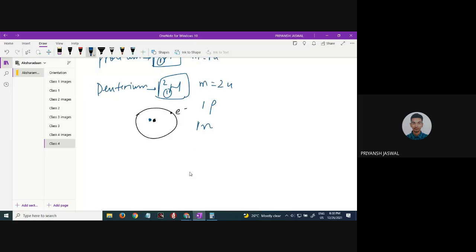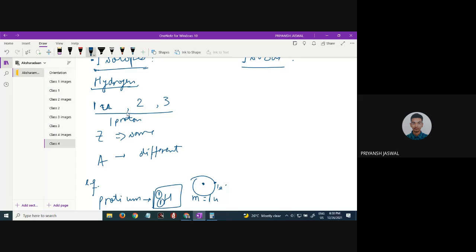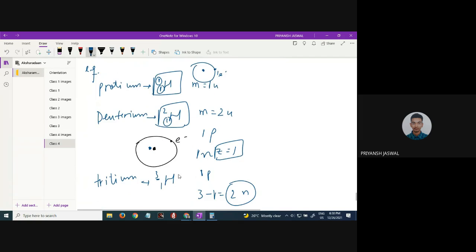Third one is tritium. Its symbol is 1H3. It has one proton again because Z is equal to 1 for all of these. Only thing is the number of neutrons inside the nucleus is varying. It has A minus Z, that is 1, is equal to 2 neutrons. So such atoms of the elements are termed as isotopes. So protium, deuterium and tritium are isotopes of hydrogen.